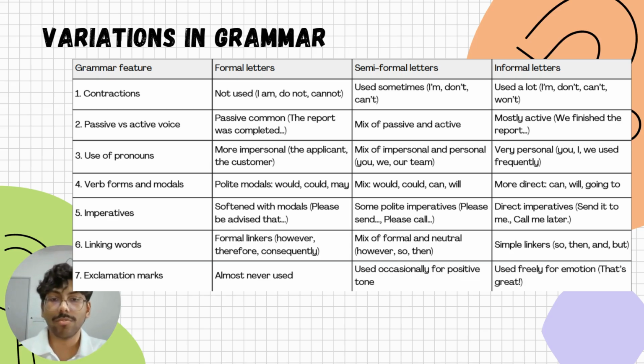Same goes for linkers, where you should be using formal linkers like however, therefore, consequently, hereafter, herewith, etc., while simple linkers like but, so, then, etc. are used in informal letters. You can keep a screenshot of this page for further use in future answers.